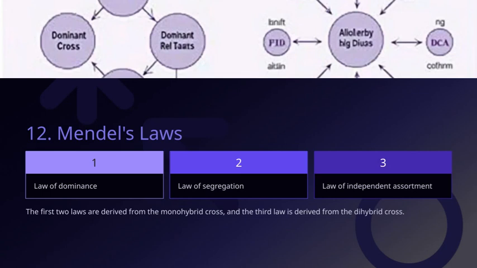Let's take a closer look at Mendel's laws. First, we have the law of dominance, which explains how in a pair of alleles one can mask the presence of the other. This is why, for example, dominant traits appear more frequently in offspring.